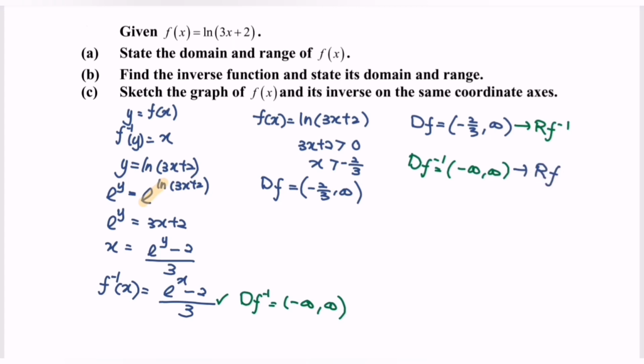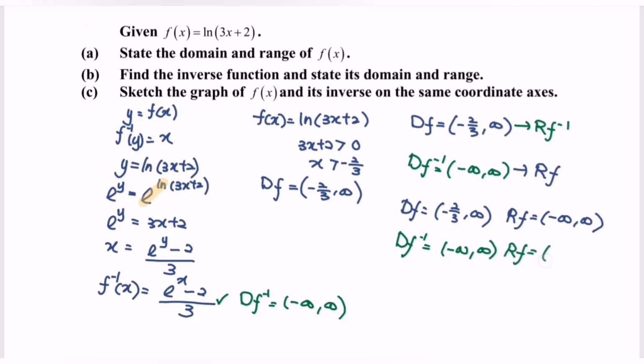So rewrite the situation. Domain for f is negative 2/3 until infinity, and the range for f is all real numbers. As for the domain for f inverse, it is negative infinity until infinity, and the range for f inverse is negative 2/3 until infinity, where the negative 2/3 is not included.